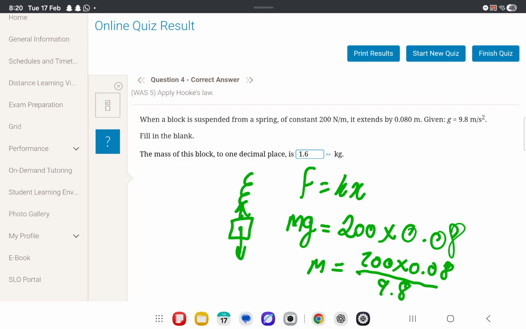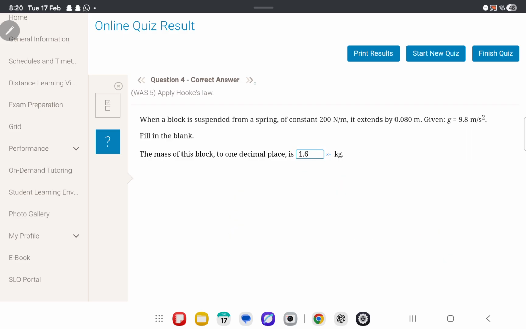1.63. To one decimal place, 1.6. That's your answer. Moving on to question 5.